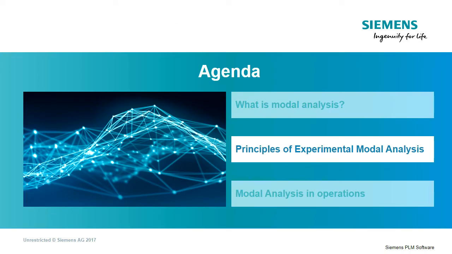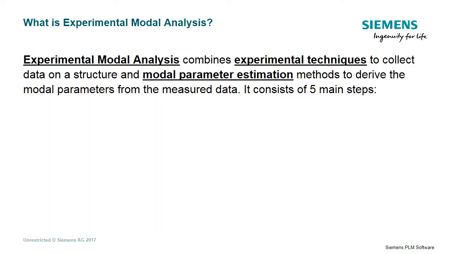Let's now go a bit more into the details of experimental modal analysis. As we have already mentioned, experimental modal analysis consists of two processes. First, we will use experimental techniques to collect data on a structure. Secondly, we will use modal parameter estimation techniques to derive a modal model from the measured data. The whole experimental modal analysis process can be summarized in 5 steps.